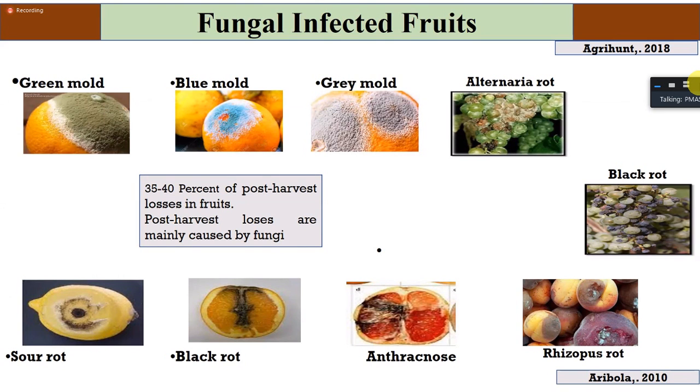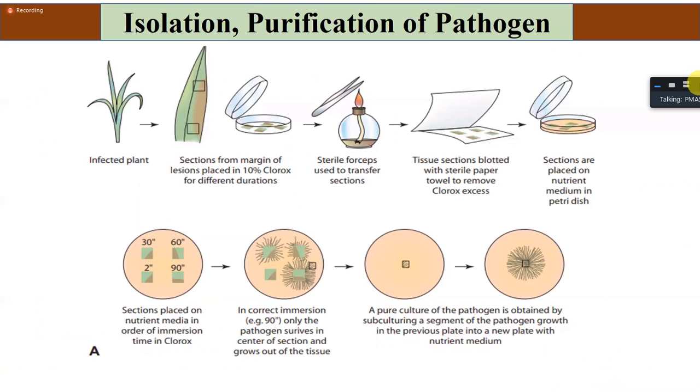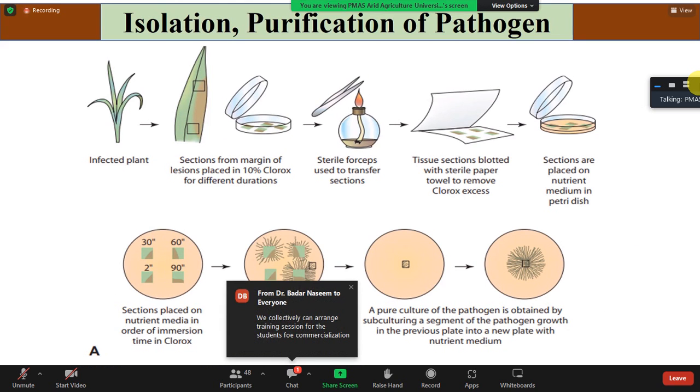First of all, if we take an example of a green mold, how do we isolate it? We isolate it by adopting isolation techniques. We have a morphological and a molecular characterization.